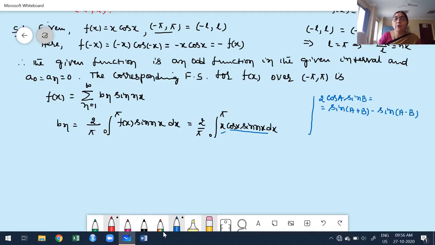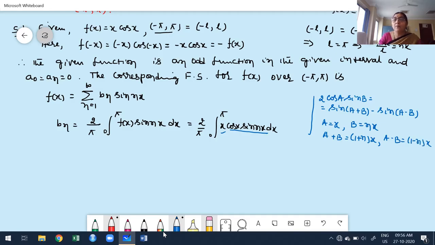Now I have to know what the values of A and B are. A is equal to x and B is equal to nx. Now, A plus B is nothing but x plus nx. What's the common factor? x is the common factor, so 1 plus n into x. What is A minus B? 1 minus n into x.